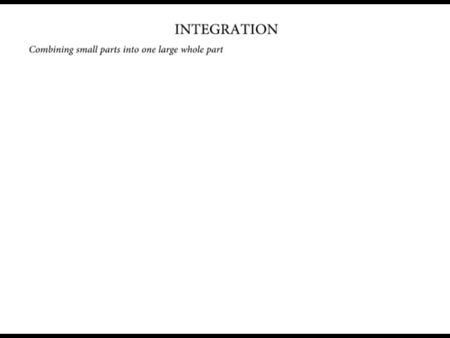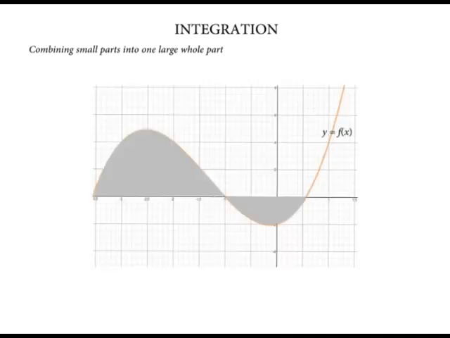Next chapter, integration. Now, to integrate basically means to combine small parts into one large whole part. In calculus, integration deals with summing up values of a function over a given range, and it is usually used in finding the area of irregular shapes. In fact, integration is simply the reverse of differentiation.